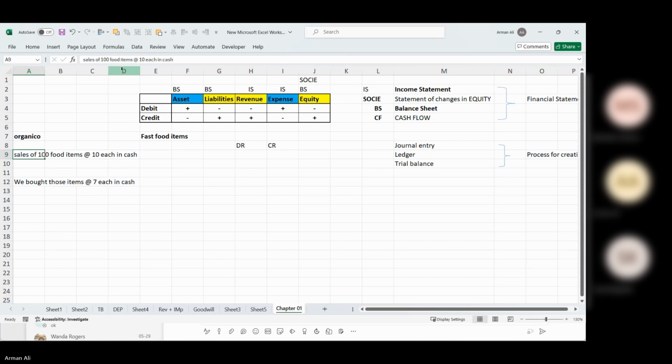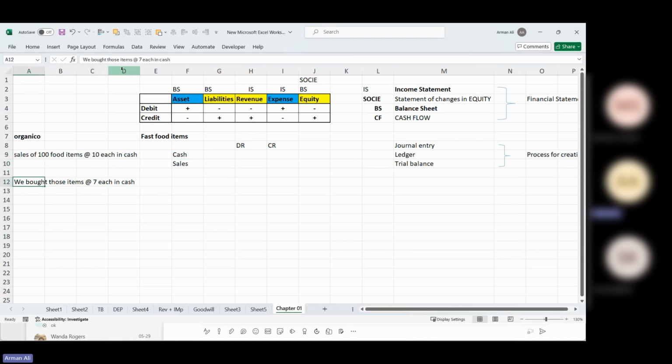So 100 food items are being sold. One thing that I can see is that a sale is taking place, so I would write down sales. The other thing I notice is that we are selling it in cash, so we have to write cash as well.